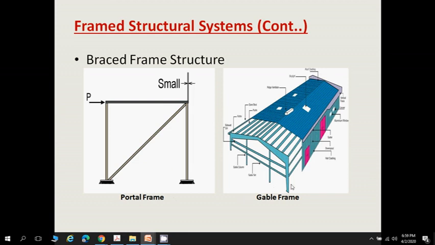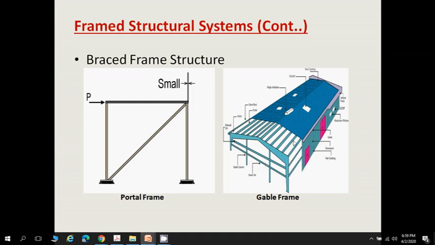Another one is a gable frame system. In a gable frame system, you can see that along the length of a structure, these members are called purlins. In this diagram you can easily see the purlins. These are the purlins, and along the width, the end members are called rafters. Here you can also see the gable columns and gable girth.